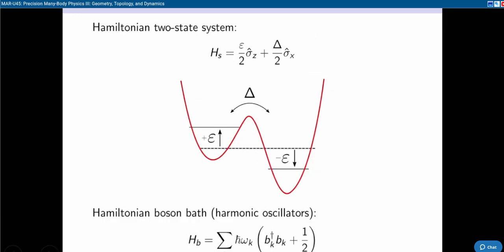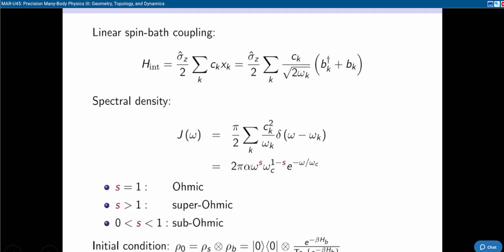These are the ingredients of the Hamiltonian. We have the two-state Hamiltonian. Epsilon is the energetic bias, and in my talk I will limit myself to unbiased systems, so epsilon is always 0. Delta is the diabatic coupling that characterizes the tunneling between the two states, and the sigmas are Pauli matrices. Then we have the Hamiltonian of the bosonic bath, which is just a sum of harmonic oscillators, and finally the spin-bath coupling that's assumed to be linear, and the coefficients c_k characterize the coupling to the bosonic mode with frequency omega_k.